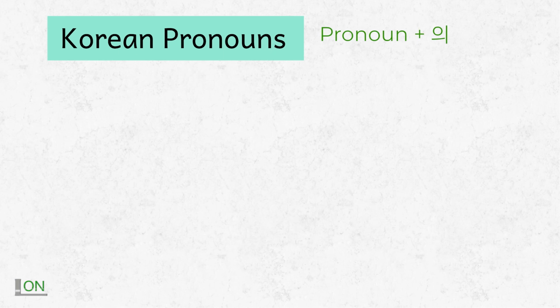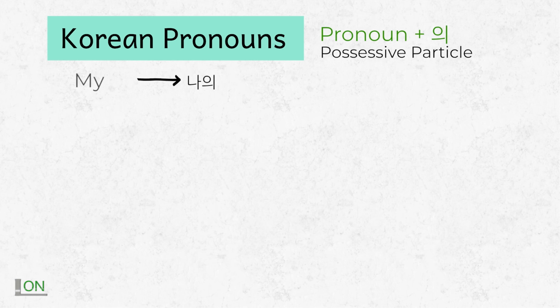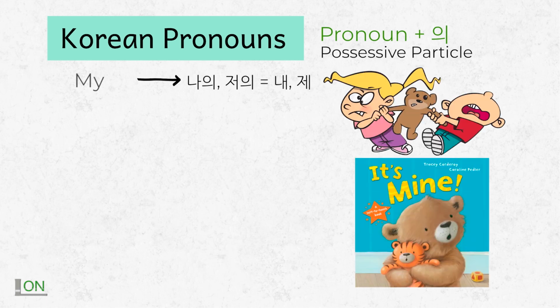Let's talk about pronoun plus 의. In this case, this will be pronounced as 에. 에 is a possessive particle. For example, you use it to say something like my, it'll be 나의, 저의, or it can all be shortened to 내, 제. 나의 is informal, 저의 is formal. 내 is informal, 제 is formal.